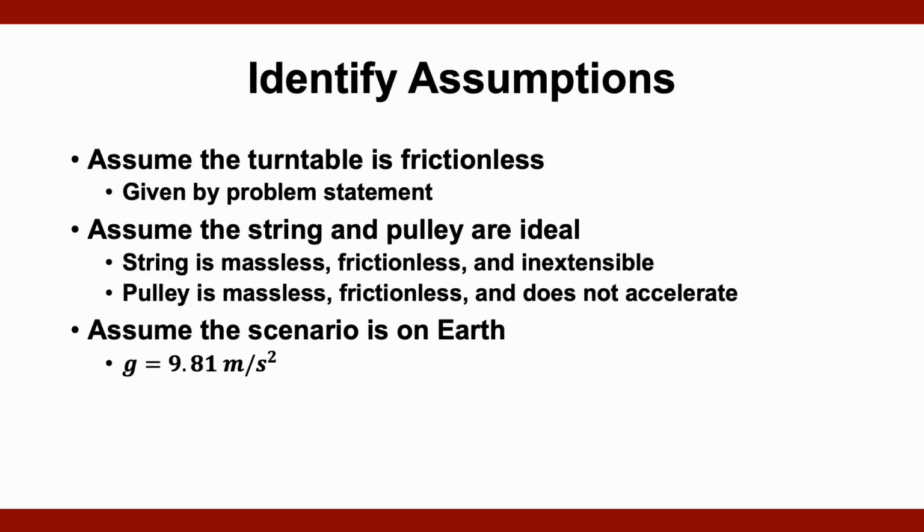Now that we know what the question is asking, we can make a few assumptions that apply to the situation. First, we could assume the turntable is frictionless, though this is already given. We can also assume both the string and pulley are ideal. An ideal string is massless, frictionless, and inextensible. We know that the pulley is massless, so we can deduce that it is also frictionless and does not accelerate. Finally, we'll assume the scenario is on Earth, allowing us to use the gravitational acceleration of 9.81 meters per second squared.